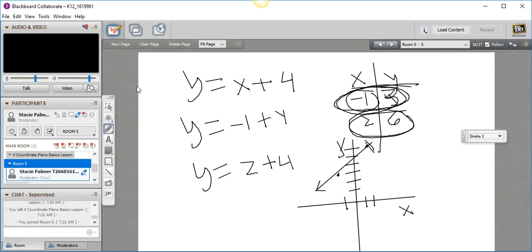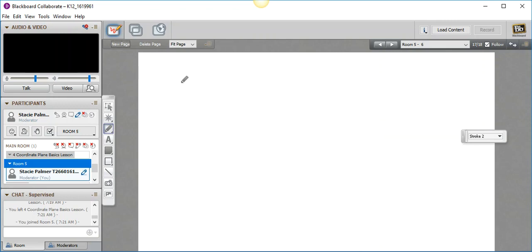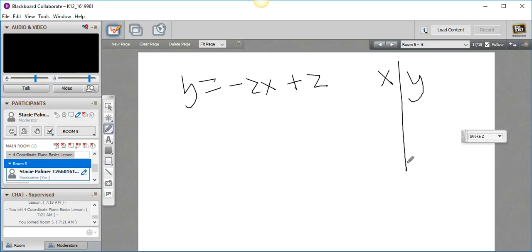Okay, but remember there are 2 things that I'm looking for on your quiz. Let's do 2 more of these together just to be sure you've got this, and then I think you're going to be ready to take your quiz. So y equals -2x plus 2. So we set up our table of values first. We pick anything we want for the x. So let's just pick 0 and let's pick 2.